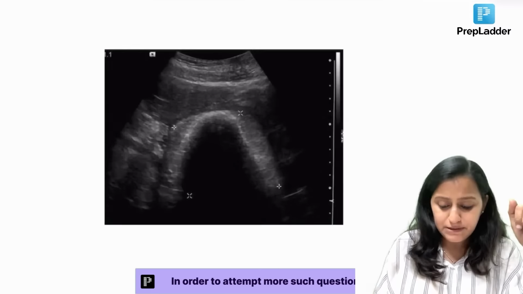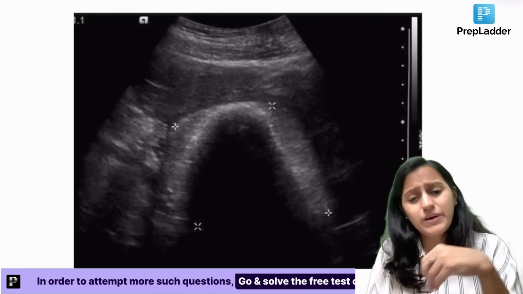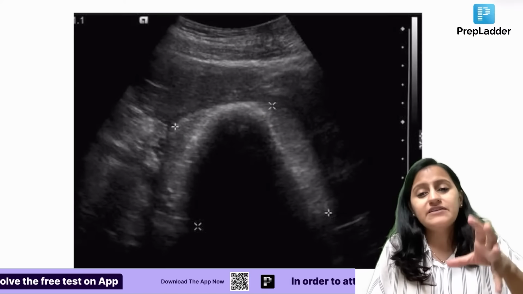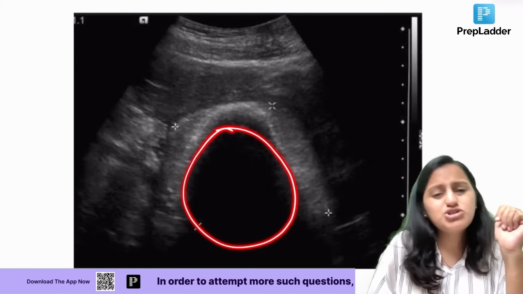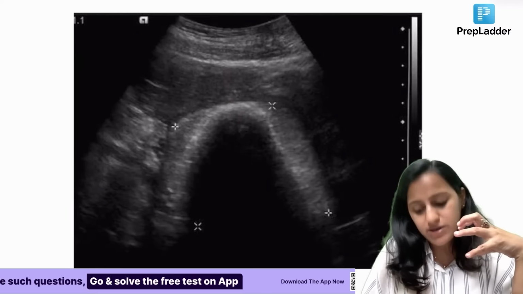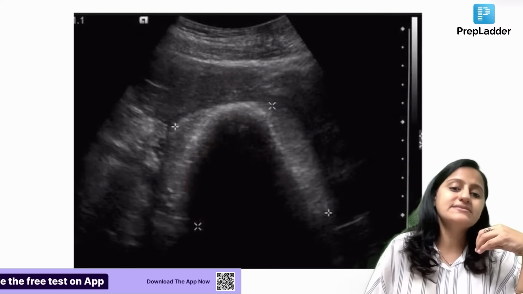So for example, this is how you see ovarian dermoid on ultrasound. You are just seeing this white curvilinear line. Everything behind it is appearing black, because this is not allowing the sound to go beyond, and that is why we are not able to visualize this area.